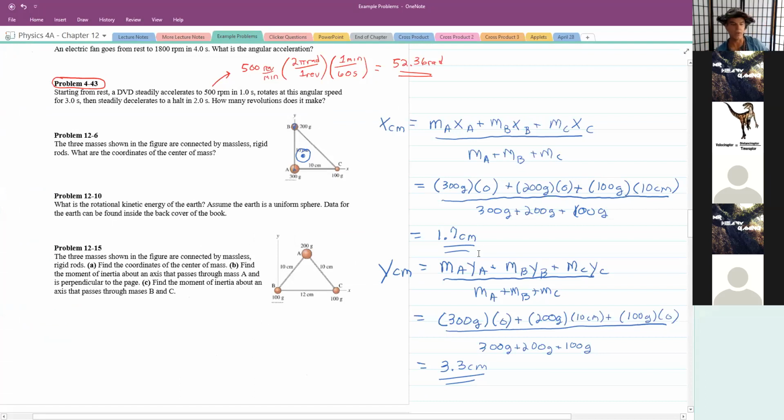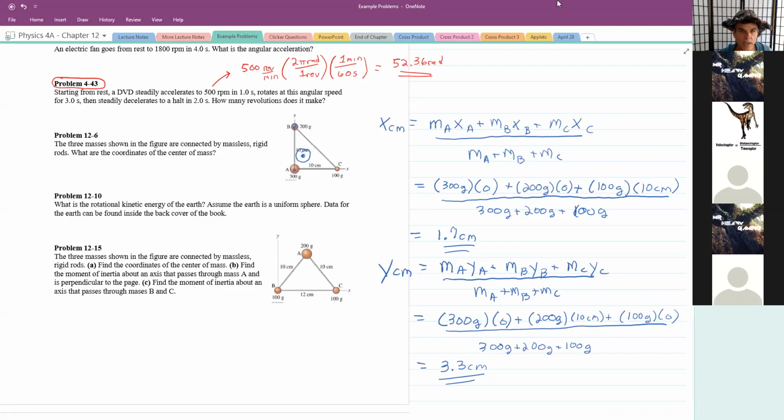It looks like since mass A has a position of 0, mass B has a position of 0 in the X direction, that they are not affecting the position of the center of mass. But the truth is, because I'm dividing by the sum of all the masses, even if something is at a position of 0 relative to the origin, it's still going to affect the center of mass of the collection of objects, because ultimately I'm dividing by the sum of all the masses.